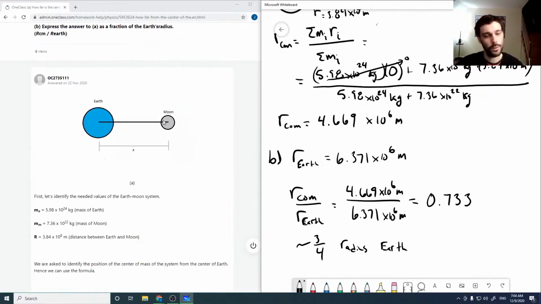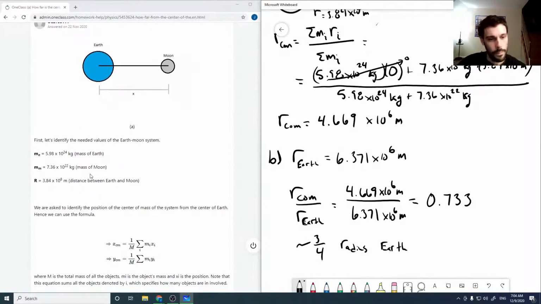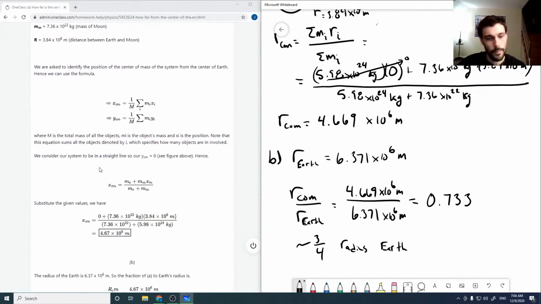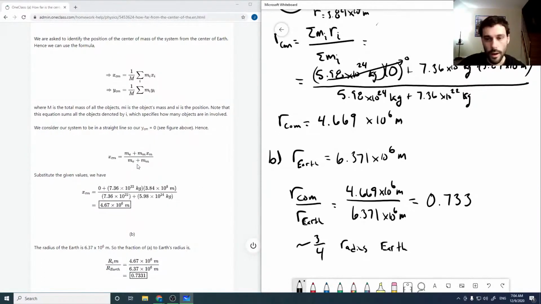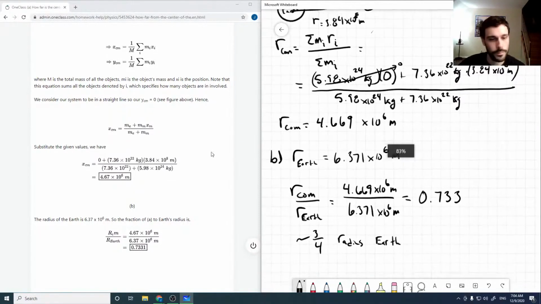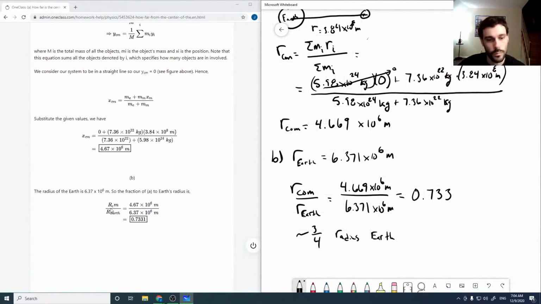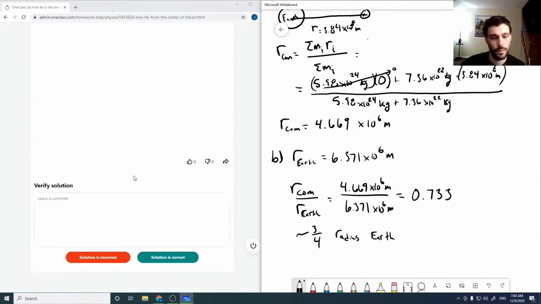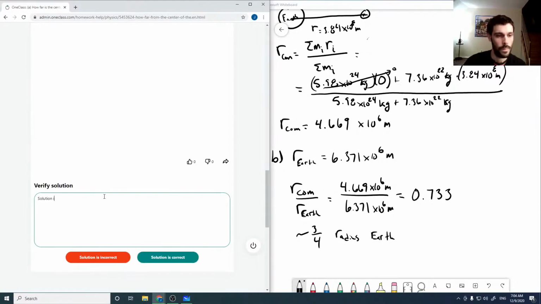Okay, so let's check through the solutions here. Given our values, we can solve for our center of mass, setting the Earth at the center. So it's just going to be 0 plus our moon distance and mass over the total mass, which looks good. So about 4.67. And then taking the ratio, we get about 0.733, which looks good there too. So that looks correct.